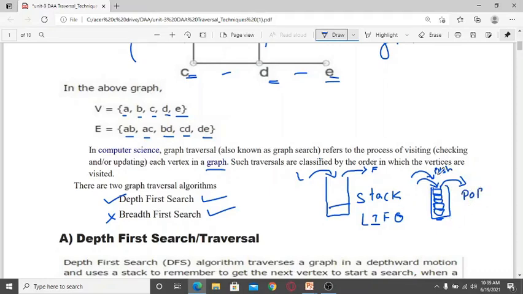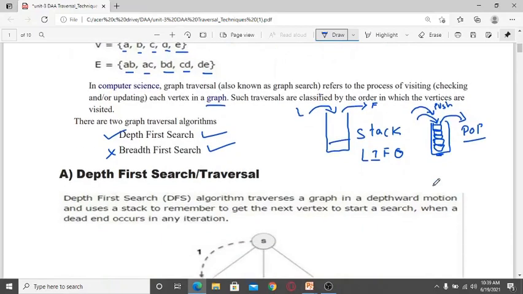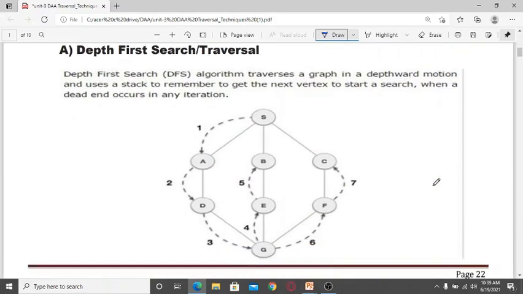Okay. This terminology is whenever you are inserting the item, whatever operation you are doing in the stack, that is pushing the data. Whenever you are taking out from the stack, that is popping. Pop. Okay. Fine. So in the depth first search traversal algorithm, we traverse a graph in a depthward motion and use a stack to remember to get the next vertex to start a search when a dead end occurs in any iteration.